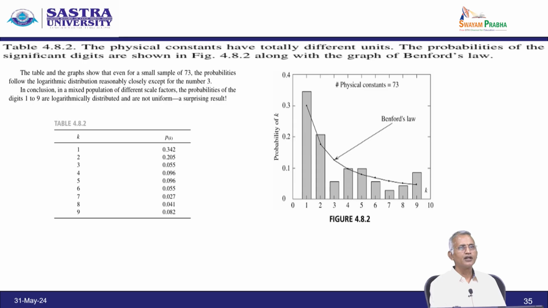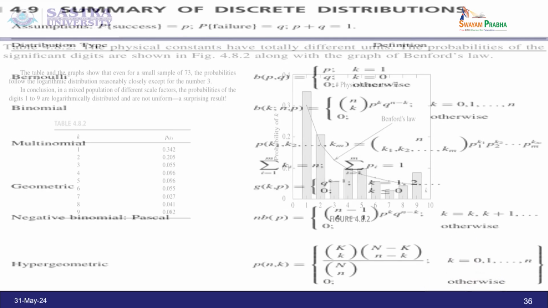So, in conclusion, in a mixed population of different scale factors, the probabilities of digits 1 to 9 are logarithmically distributed and not uniform. That is the surprising result.